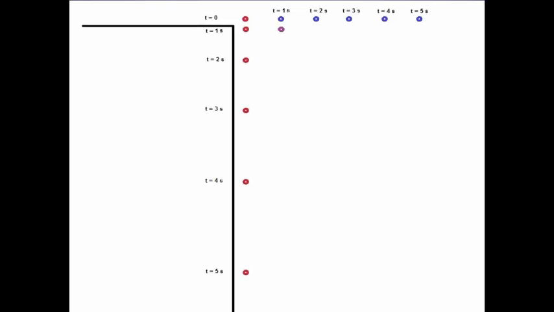So after 1 second, the ball will have traveled 10 meters in the x direction and 4.9 meters in the y direction. After 2 seconds, the ball will have traveled 20 meters in the horizontal and 19.6 meters in the vertical. 3 seconds later, the ball will be 30 meters along horizontally and 44.1 meters vertically. This pattern will continue until the ball reaches the ground, and we get that curved motion in both directions that we refer to as projectile motion.